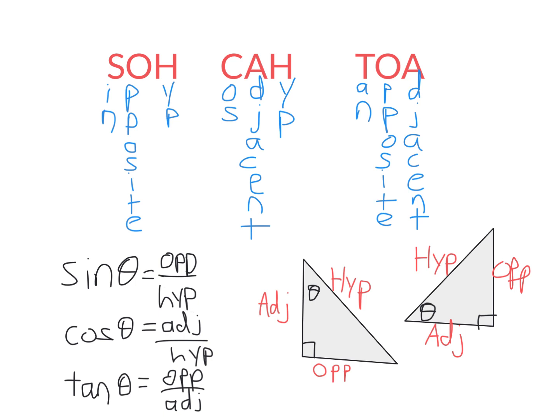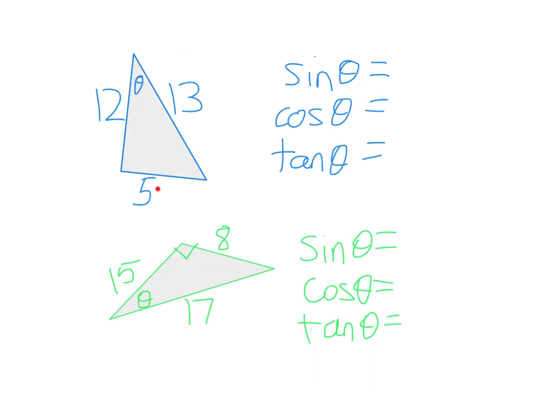So let's look at actually calculating the value of some of these ratios. Let's say we have a triangle like this, a right angled triangle. The right angle is always facing, or opposite, the hypotenuse, the longest side. If this is our reference angle theta, we know 13, the longest side, is the hypotenuse. We know 12 is adjacent to theta because it's next to or touching theta, and 5 is the opposite side. So what's the value of sine theta, cos theta, tan theta?